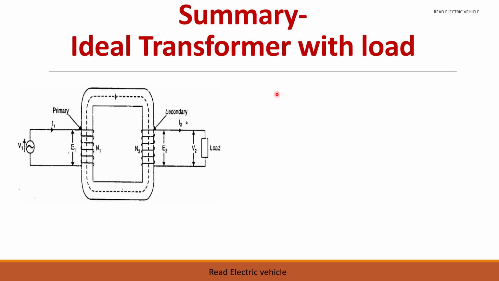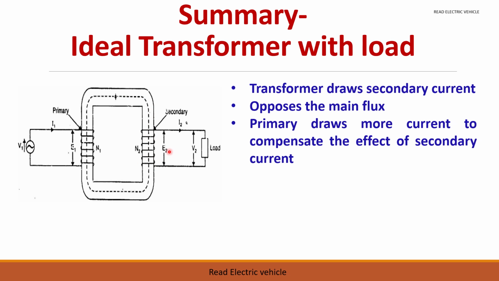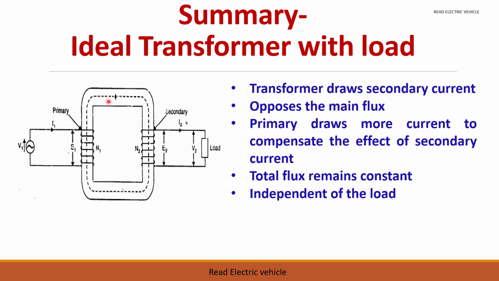So let us summarize what we have seen. For an ideal transformer with load, the transformer draws a secondary current. When it is connected to load, it will draw a secondary current which will create an MMF, and that produces a flux which opposes the main flux. To compensate this demagnetizing effect, the primary will draw some more current, and the total flux at any time remains constant, independent of the load.